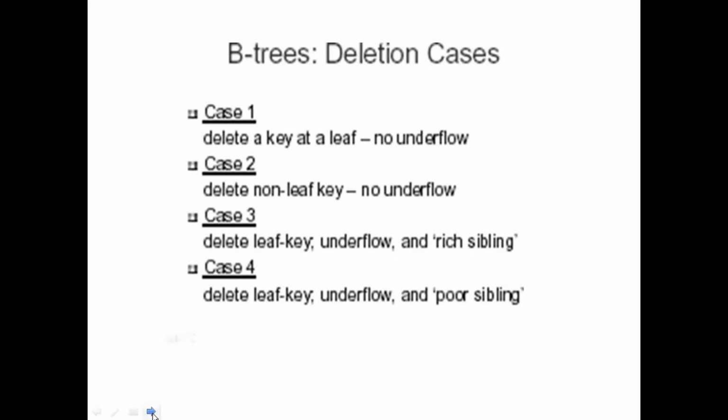Case 1, delete a key at a leaf with no underflow. Case 2 is delete a non-leaf key with no underflow. Case 3 is delete a leaf key with underflow and rich sibling. Case 4 is delete a leaf key with underflow and poor sibling. What a rich sibling and a poor sibling are, I will explain in the respective slides.